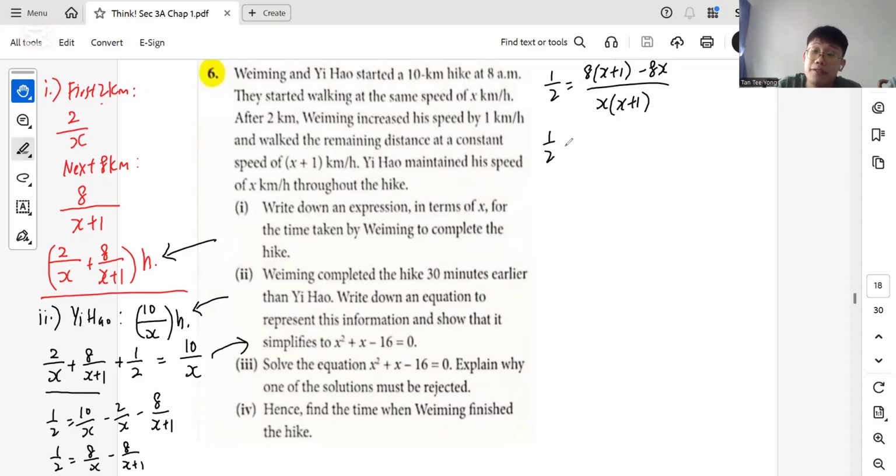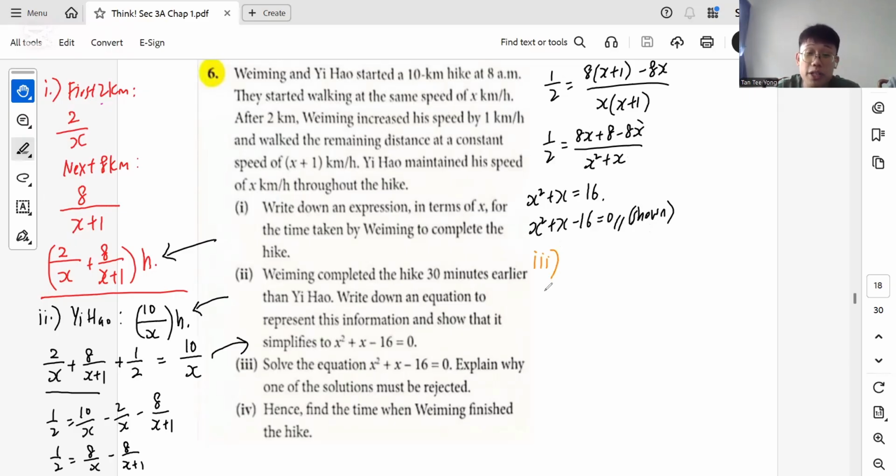Okay, so half equals to 8x plus 8 minus 8x over x squared plus x. So the numerator can simplify to 8. Okay, so cross multiply. So x squared plus x is equals to 16. So x squared plus x minus 16 equals to 0, shown. Okay, so this is for part 2. Then part 3.